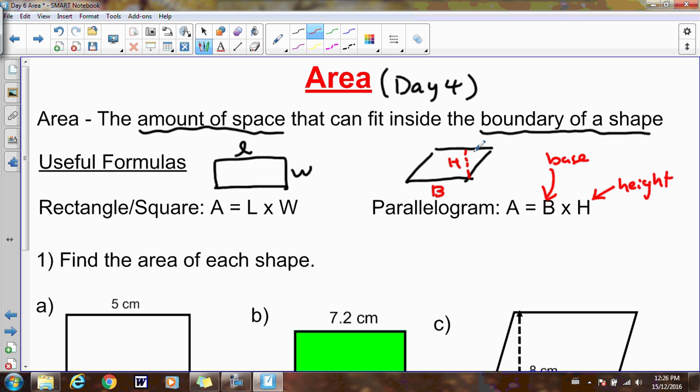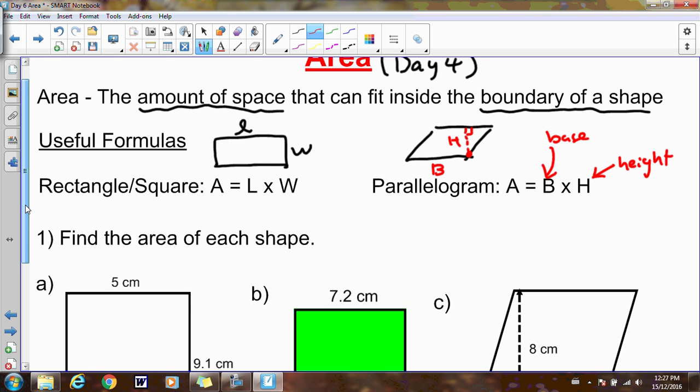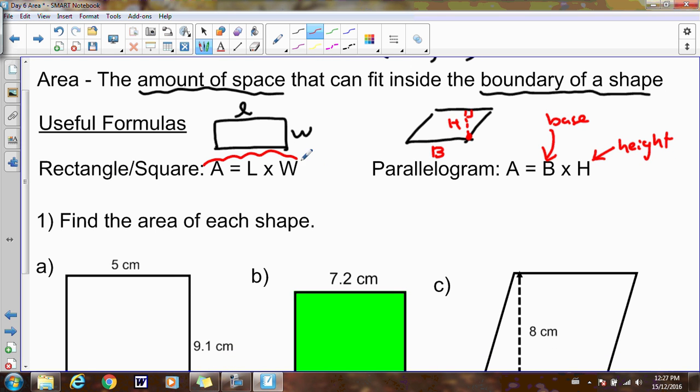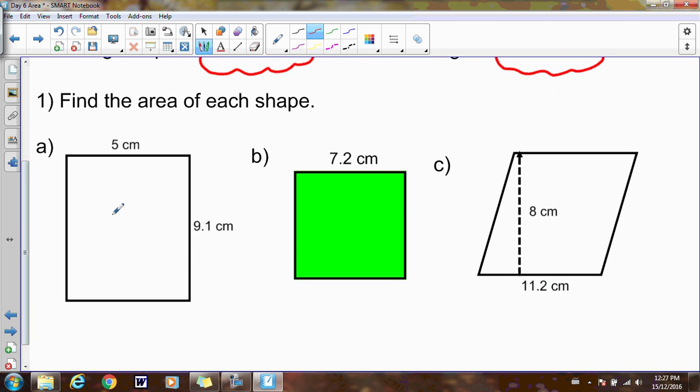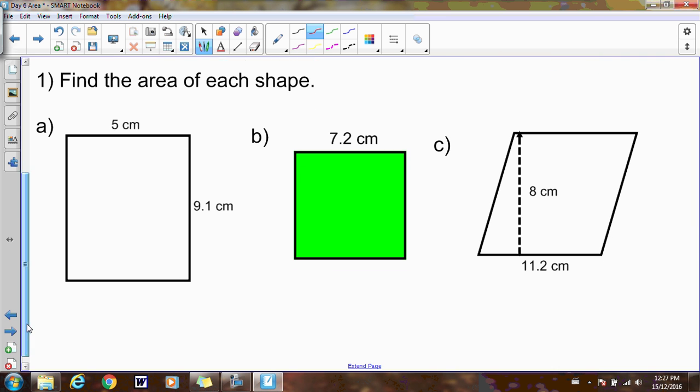So the height of a parallelogram is basically this straight line from one of the vertices to the other side and makes a 90-degree angle with the other side. So you need to know these two formulas to help you do these questions here. So let's do them. We're going to find the area of the rectangle here for the first example.